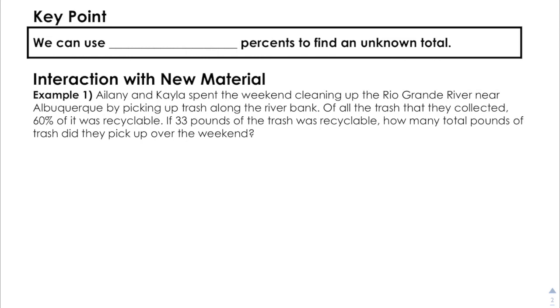All right, let's see. Did you get it? We can use benchmark percents to find an unknown total. And remember, a benchmark is just friendly numbers, like 5, 10, 20, 25. These are easy numbers that I can split 100 into. So that's why they call them benchmark percents.